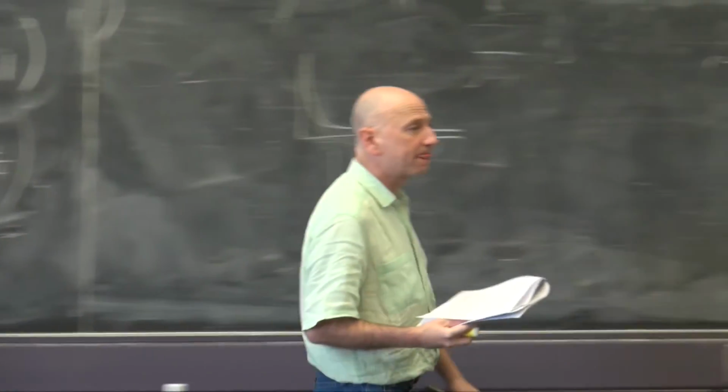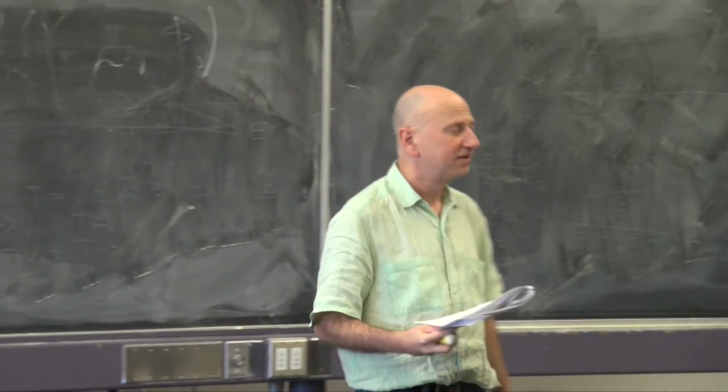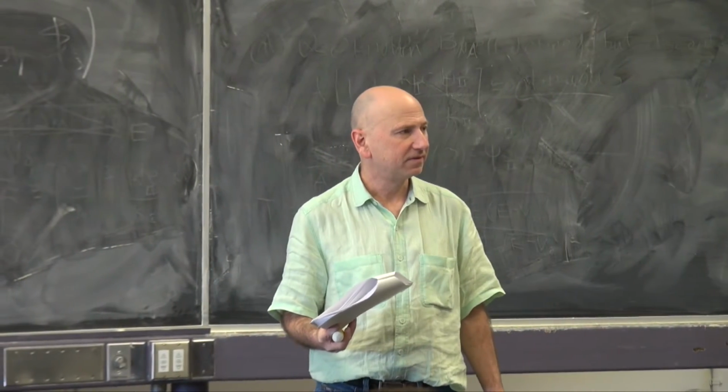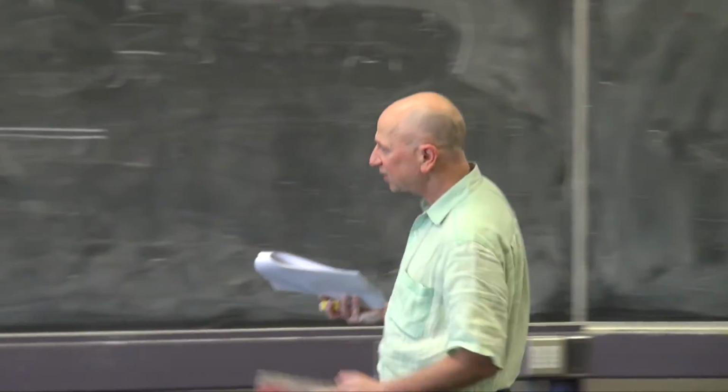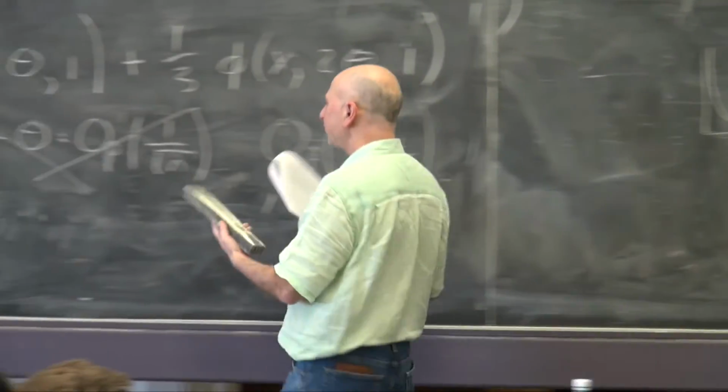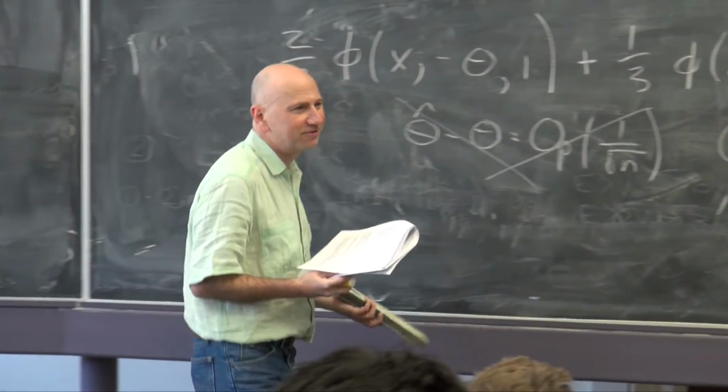Wait, so in 705, it gave a bunch of conditions for the MLE to be what we expect. So which condition does this violate? This violates the condition that the Fisher information has to be bigger than 0. Oh.